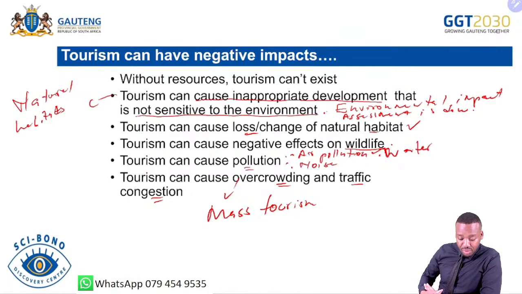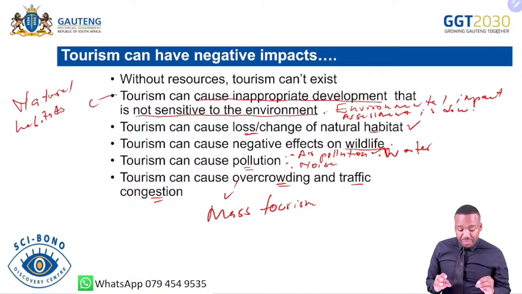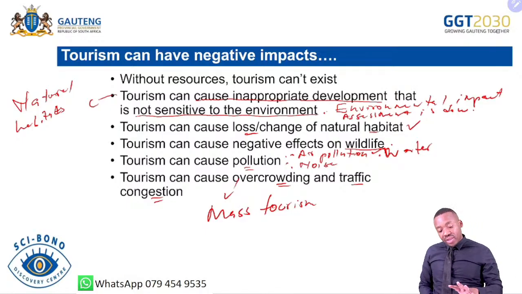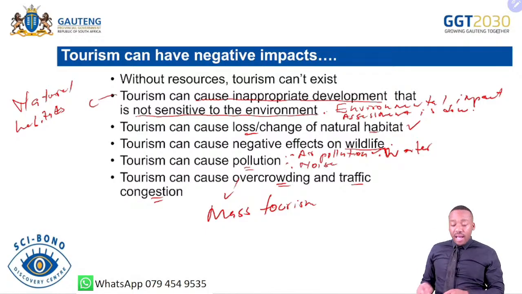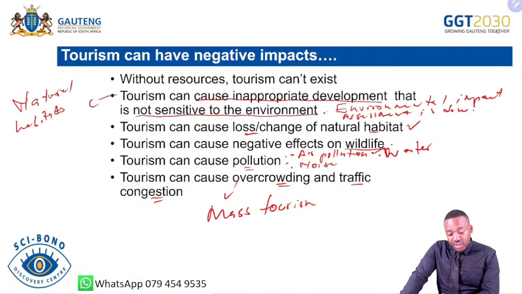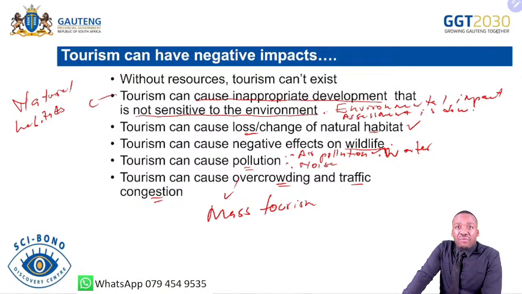Tourism also causes pollution, we said, air, noise, and water. Tourism causes what? Mass tourism, which is overcrowding, traffic congestion, and so on. Those are all the negative impacts of tourism. So we need to make sure that if we want sustainable tourism, let's try by all means to do what? To minimize what? The negative impacts and maximize what? The positive effects.